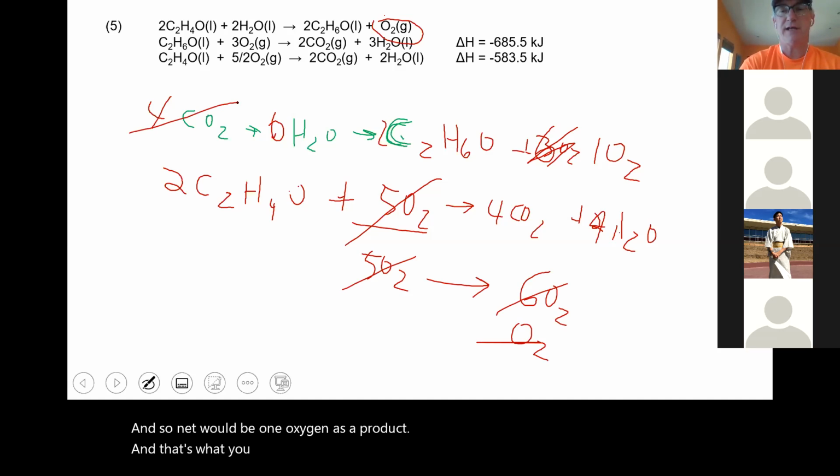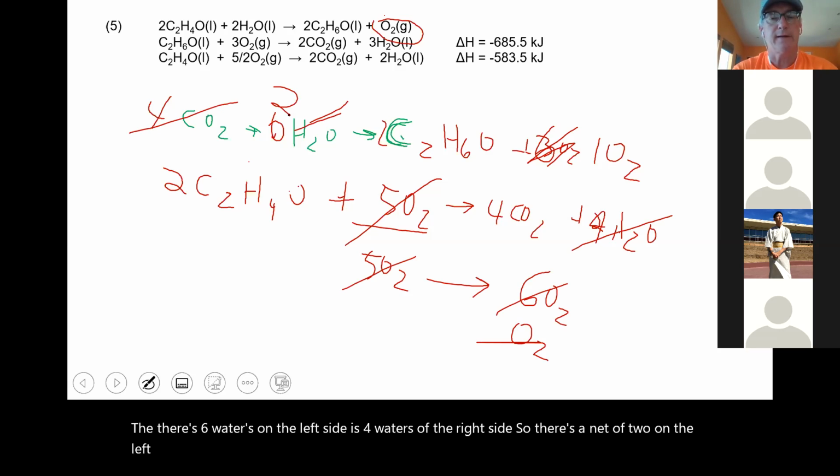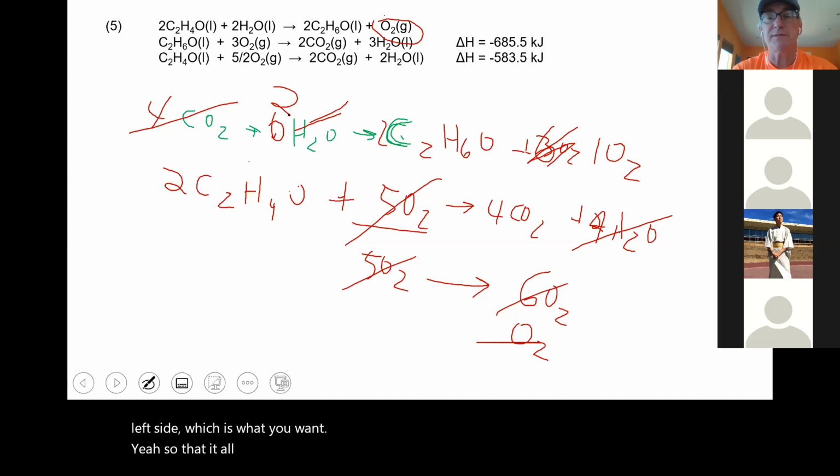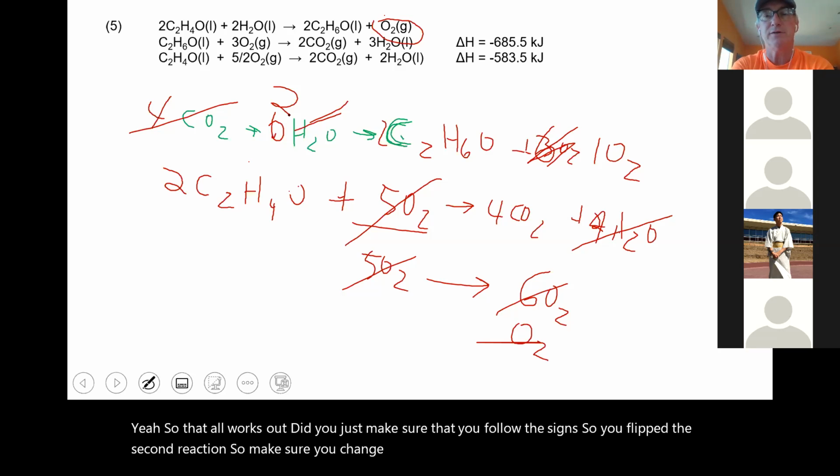Yeah, so the CO2s cancel. There's 6 waters on the left side. There's 4 waters on the right side. So there's a net of 2 on the left side, which is what you want. Right. Okay. Yeah, so that all works out. Just make sure that you follow the sign. So you flipped the second reaction, so make sure you change the sign and then multiply it by 2, and then you should be fine.